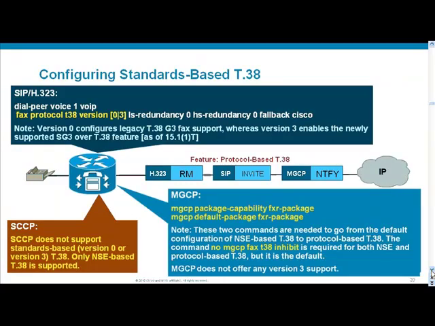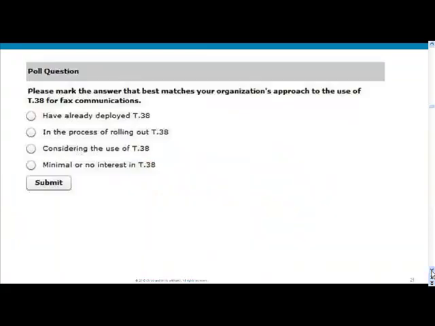For MGCP, you can configure standards-based T38 by configuring the FXR package. One thing to remember about MGCP is that it does not have that version 3 support. If you want to do Supergroup 3 over T38, you have to use either H.323 or SIP.